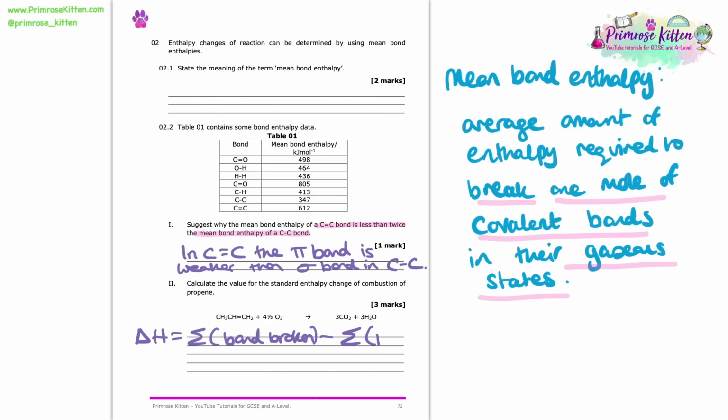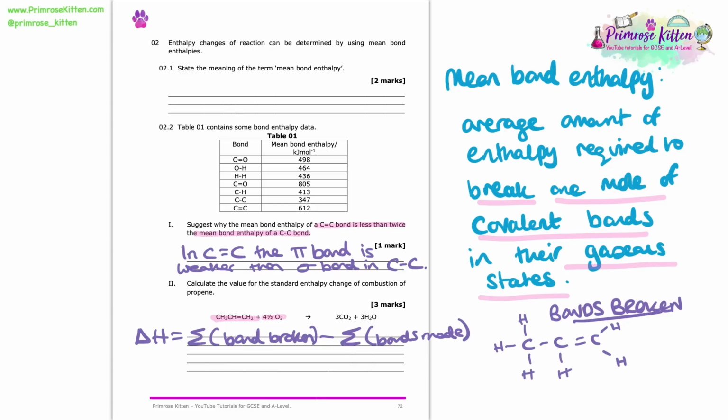So to do this, we're going to have a think about all of the bonds that get broken and all of the bonds that get made. In terms of the bonds getting broken, you can see here that we have propene and 4.5 oxygen molecules. So if we look at the bonds being broken, if we draw out the propene, that will help us. So you can see we have 3 carbons here and 6 hydrogens, and then we have 4.5 of those oxygens.